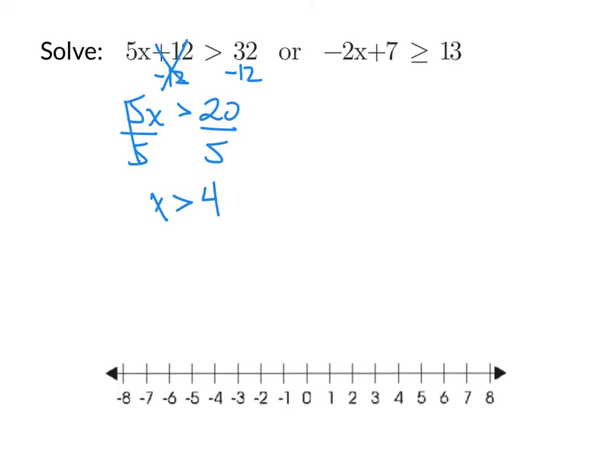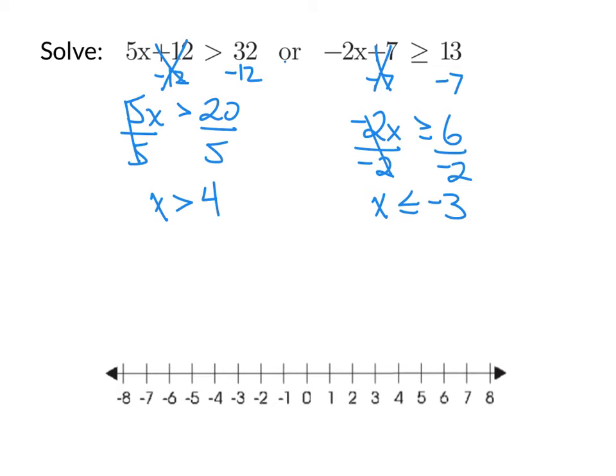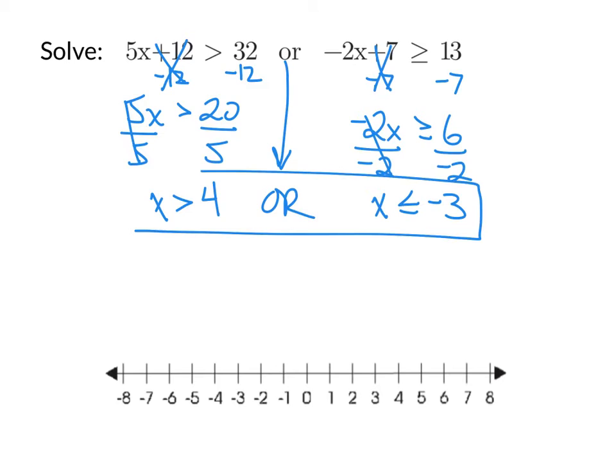Now we deal with the other inequality. Same way, I'm going to deal with adding and subtracting first, so I'm going to subtract 7 from both sides. And we're left with -2x ≥ 6. And now we divide both sides by -2. Since we divided by a negative number, we do have to switch the inequality, so now it's x ≤ -3. Of course, we also have to bring down this "or" in order to keep it a compound inequality. Otherwise, it's just two separate inequalities.